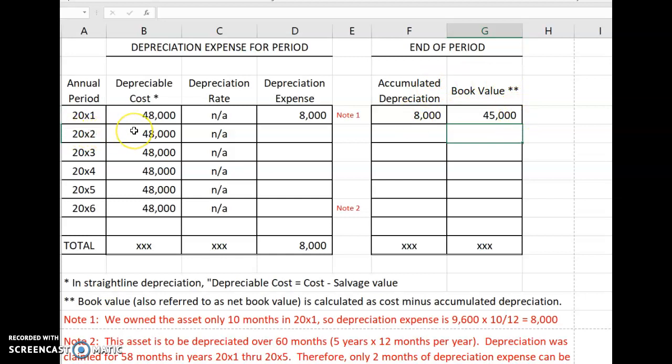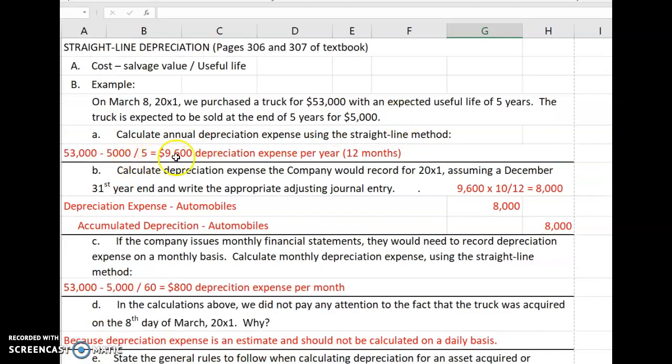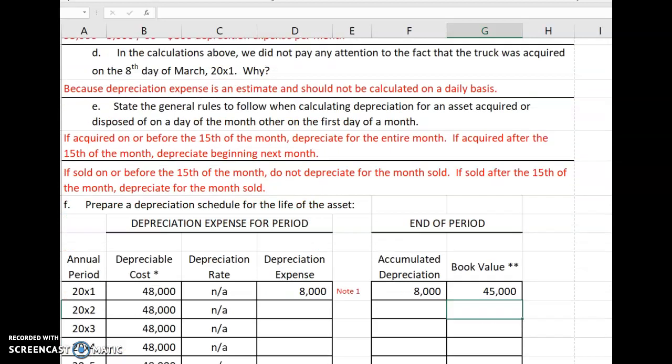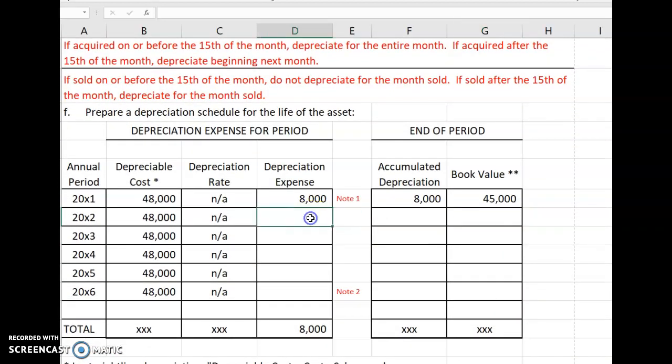Let's do the year X2. In X2, we use that asset for a full 12 months. As we calculated above, 12 months of depreciation for this asset is $9,600. So expense for X2 is $9,600. Accumulated depreciation is calculated as the beginning balance in accumulated plus the current year expense, so $8,000 plus the current year expense. Accumulated depreciation grew to $17,600 at the end of X2.